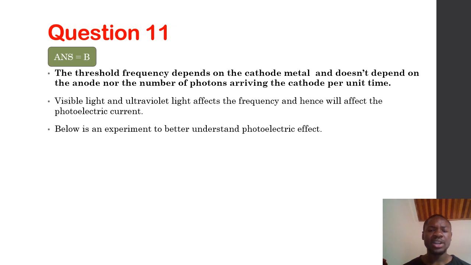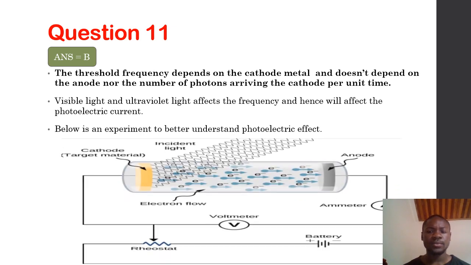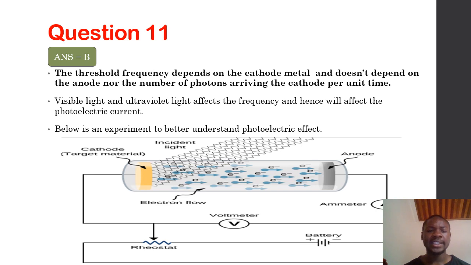Below is an experiment to better understand the photoelectric effect. So we have incident light that strikes a cathode, or the target metal, and this target metal will then release electrons which are captured by the anode. So the electron flow is captured by the anode, and the anode then passes the electrons to the ammeter, and from the ammeter there's a rheostat and a battery, and the ammeter will detect that as current, so demonstrating the photoelectric effect in a target metal or cathode.